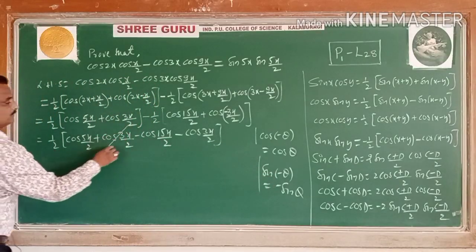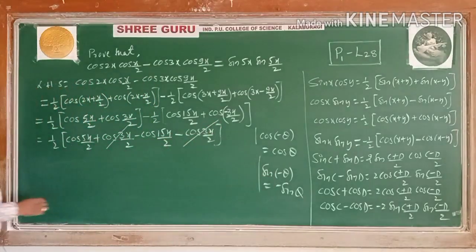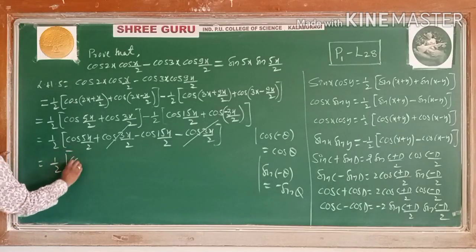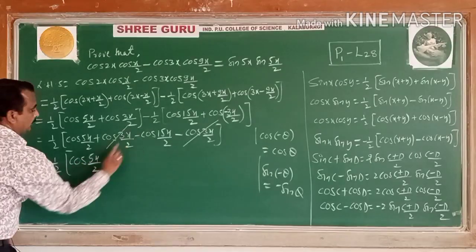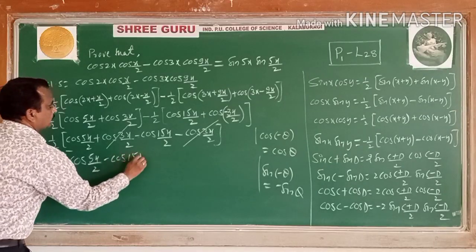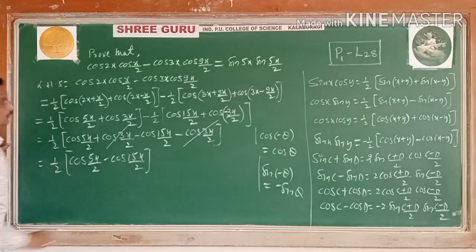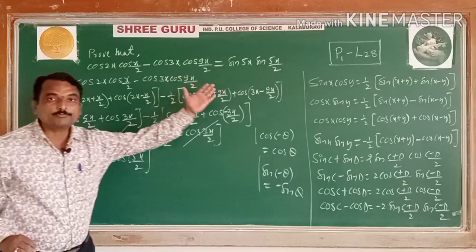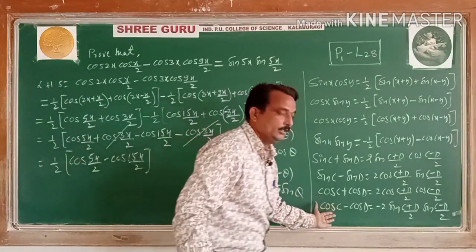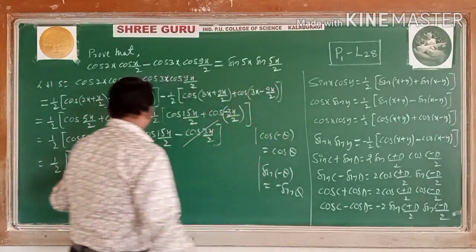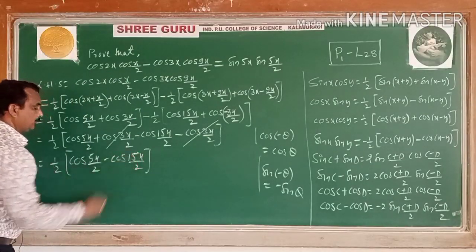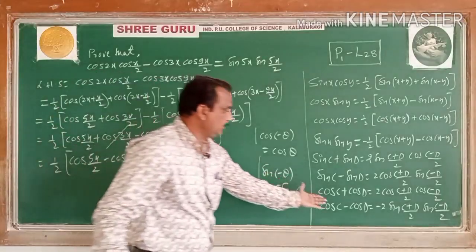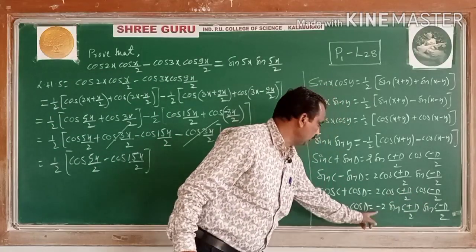Now see, plus cos 3x by 2 and minus cos 3x by 2 get cancelled. The same term gets cancelled. 1 by 2 into, see what remains? Cos 5x by 2 minus cos 15x by 2. Cos C minus cos D, we want it in terms of sine also. See the formula of cos C minus cos D. So after the simplification we get the difference formula, cos C minus cos D. What is cos C minus cos D? Both signs with a negative sign.